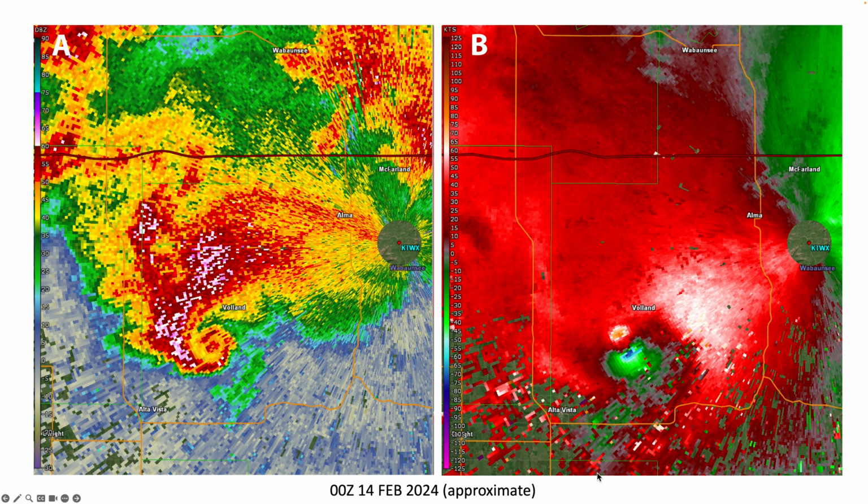But here's our Alta Vista tornado example. So here is our radar. By the way, here's Alta Vista. And this particular tornado has already done its damage for Alta Vista. It's actually moved off of Alta Vista, and it's actually moving towards Topeka at this point.